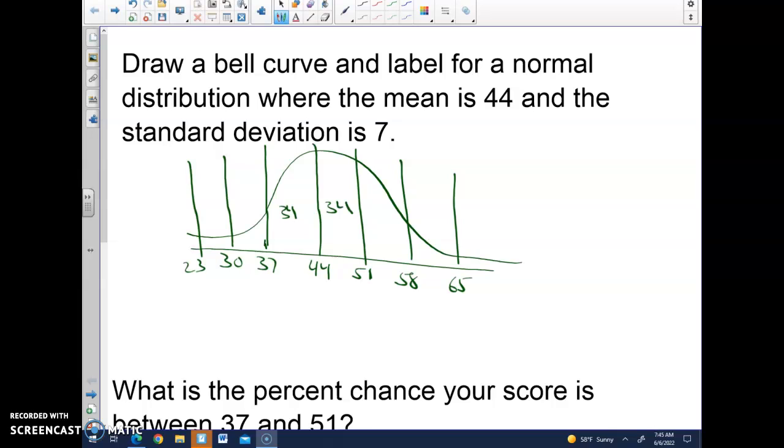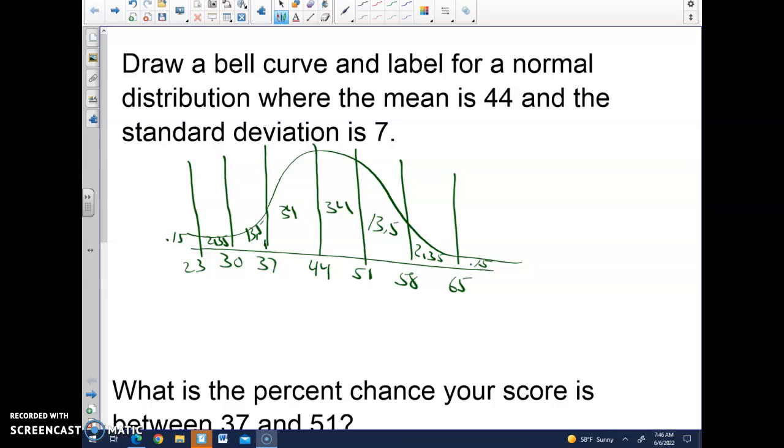34%, 34%, within one standard deviation of the mean. As we go out 2 standard deviations, it's another 13.5%, 13.5%. When we go 3 standard deviations away from the mean, now you're talking about 2.35 and 2.35. And finally, those extremes outside of 23 and 65 are 0.15 and 0.15. So that's what our normal distribution curve would be.